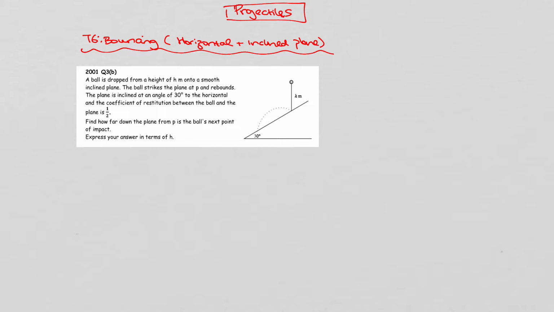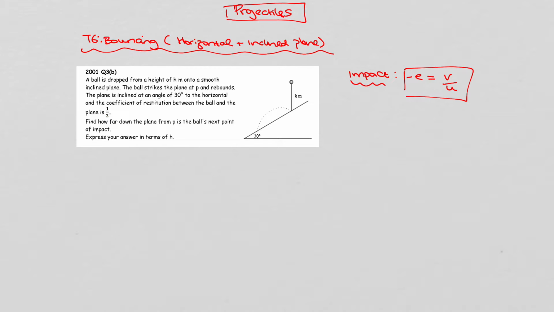Projectiles, type 6: bouncing. These bouncing questions can come up in both the horizontal and the inclined plane. We have to remember that when any object bounces off a surface, there are impacts. If we remember our impacts, minus e is equal to the new velocity over the old velocity. That's always the key to these bouncing questions.